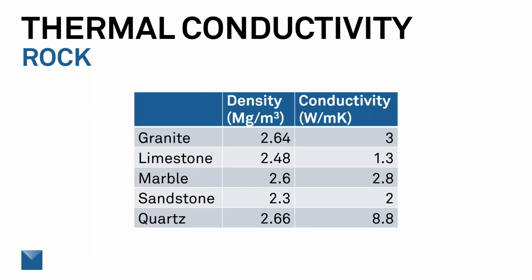Now, to get an idea of what we're dealing with, here are some densities and conductivities of a few types of rock. You can see that the densities are reasonably consistent among the different types, but the thermal conductivities vary over an enormous range, with quartz at 8.8 watts per meter Kelvin and limestone at 1.3. Some of the other typical rocks you might find are more around 2 or 3 watts per meter Kelvin.